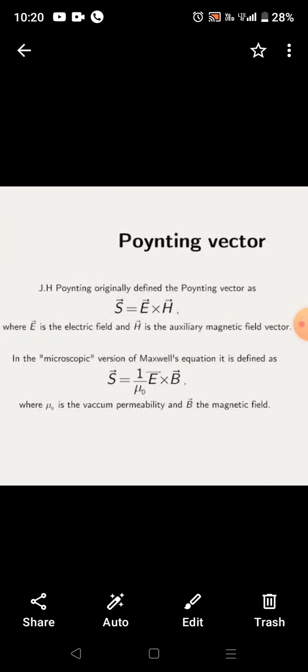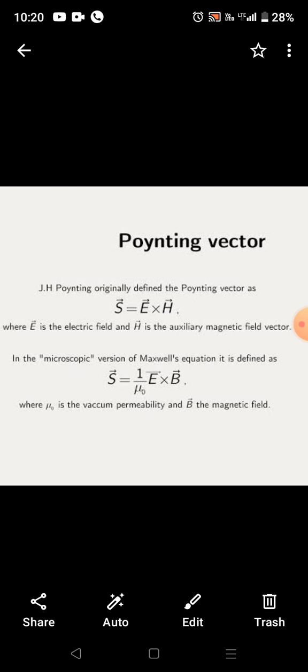So today we will cover the Poynting vector, where S represents the Poynting vector, E represents the electric field, and H represents the magnetic field. Okay, so as you can see, it is the cross product, a vector product between the electric field and the magnetic field. So the Poynting vector is what? The vector product between electric and magnetic field.